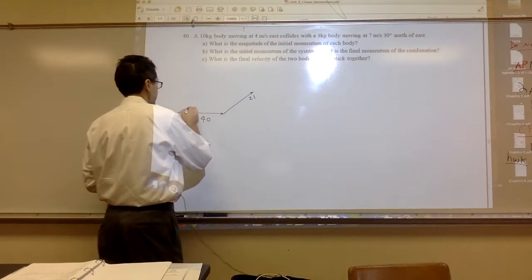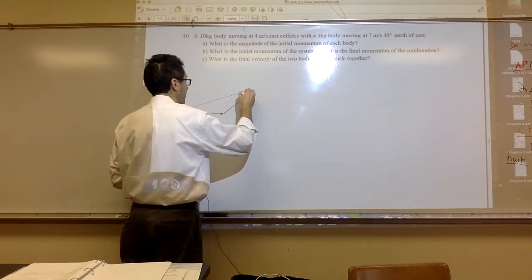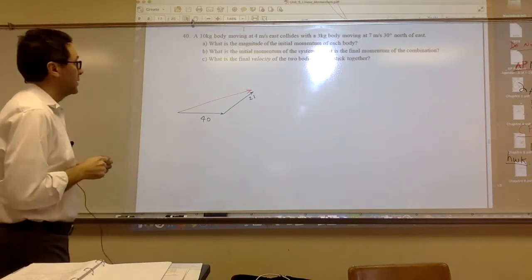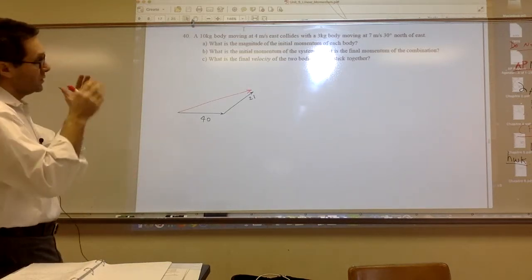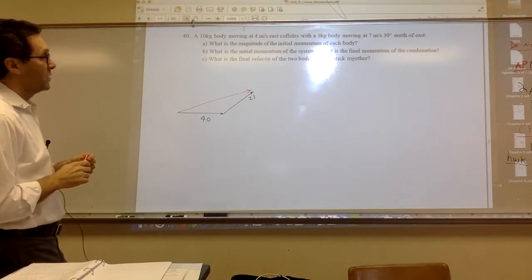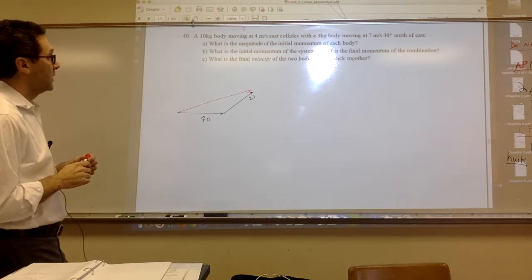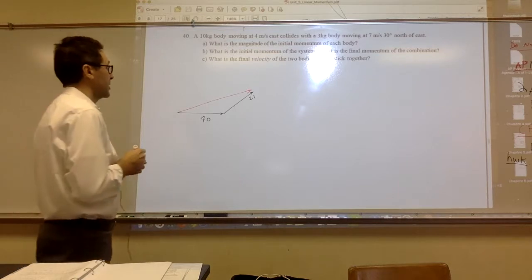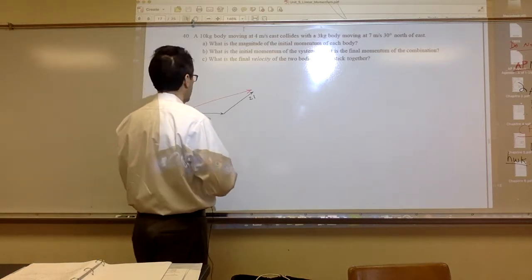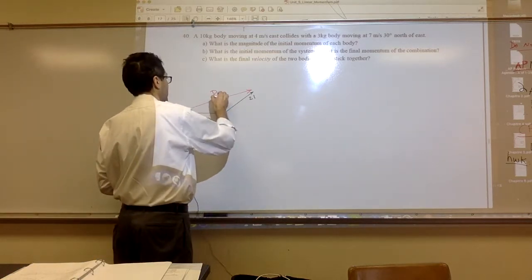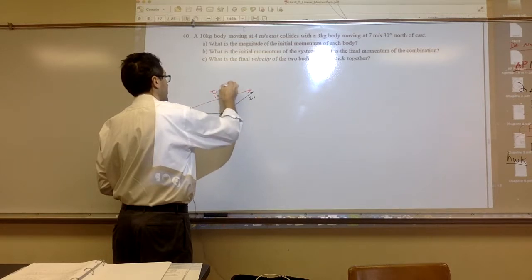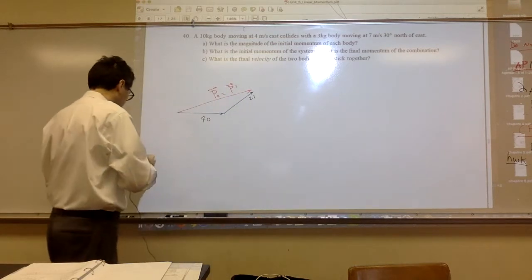So we have to figure this out. I'm going to do this with law of cosines. If you need to see how it's done with the chart, you have to go back to the answer key on Haiku and see how I did it. Or you can go back to the previous video, the part 1 video. So this is the initial momentum of the combination. That's also the final momentum of the combination.